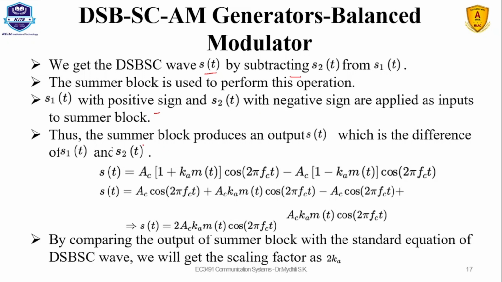So finally, when we add these two signals S1 of t and S2 of t, we will get an equation which contains only the product of these two terms, that is, the message signal and the carrier signal. If we solve it, we will get both the upper sideband and lower sideband signals. By comparing the output of the summer block with the standard equation of a double sideband suppressed carrier wave, we get the scaling factor we are using here, which is twice that of Ka.